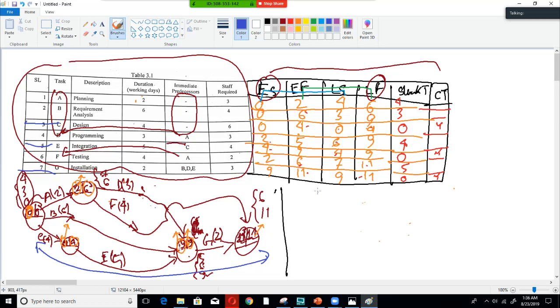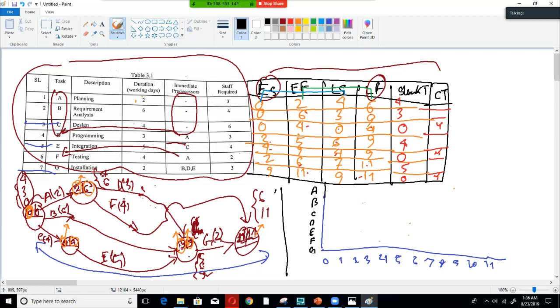So for the Gantt chart we know a simple method. The values will go from 1 to 3, 4, 5, 6, 7, 8, 9, 10, 11, as the highest value over here is 11. Now how to draw a Gantt chart? First we write all the states over here, A, B, C, D, E, F, and G.